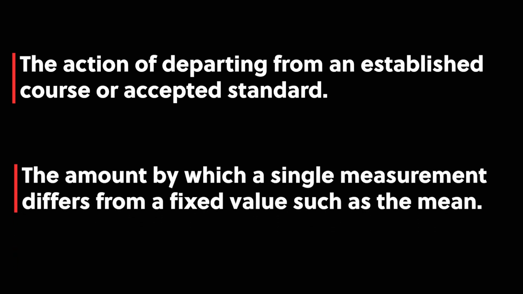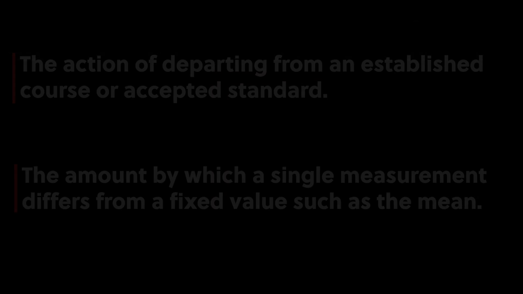When we're talking about deviation, there's a couple of definitions we can look at real quick. The action of departing from an established course or accepted standard, and the amount by which a single measurement differs from a fixed value such as a mean. So kind of like the norm.